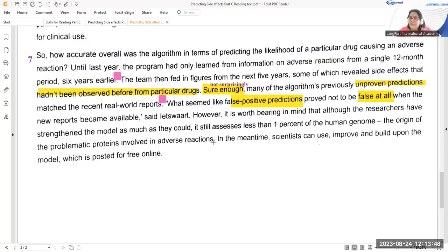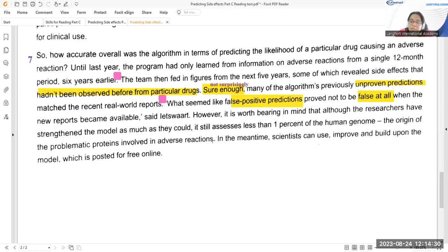So yes, the predictions that were not proven before started being proven. What they thought to be false positives started being true. It also revealed side effects that they never expected. Yes, when it got new data, that is correct. But you need to keep in mind one thing: even though the researchers have tried their best to make the algorithm as strong as possible, it still only evaluates 1% of the genetic picture of the human genome. The human genome is the origin of the proteins that cause these adverse reactions, and it only evaluates 1% of that, related to the proteins that cause adverse reactions.